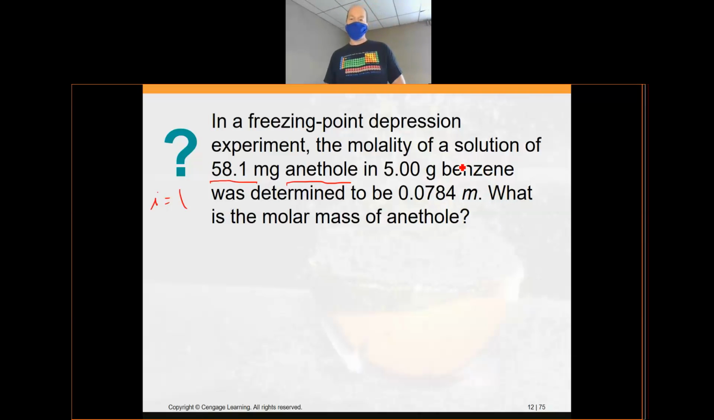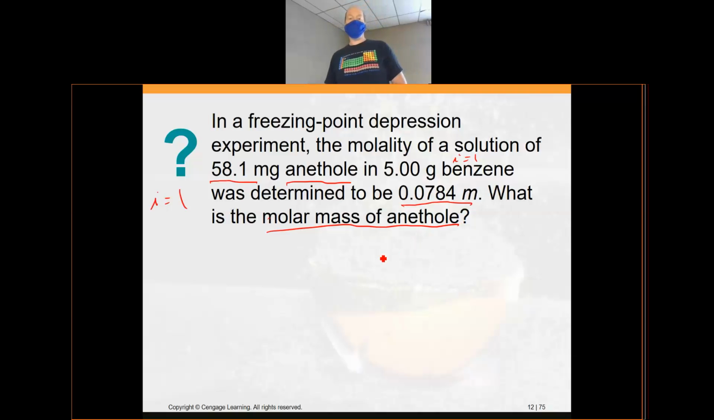The I value is 1. It's not on the periodic table. All right, and so we determined that molality, so it's 0.0784. And you did this by doing a freezing point depression. So you go into the lab, you do your freezing point depression, you can calculate the molality from your freezing point depression. But the question is, what is the molar mass of this organic compound?